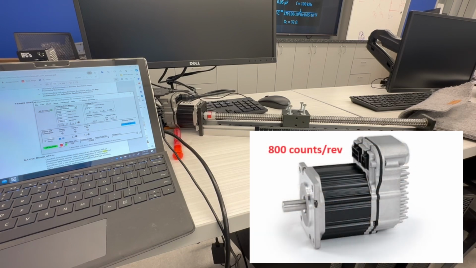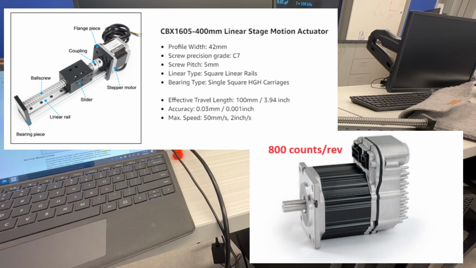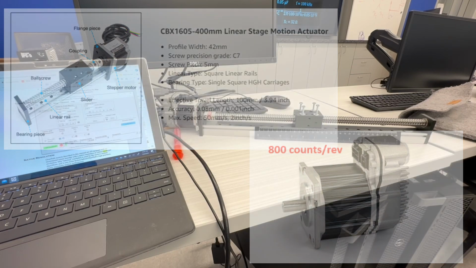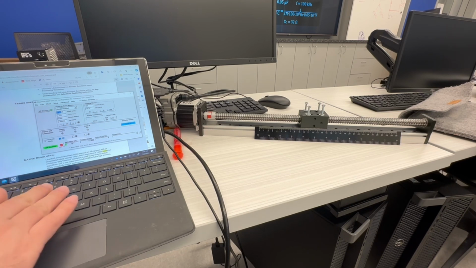In this lab, I'm using a servo motor with 800 counts per revolution and a linear stage using a ball screw with a 5mm screw pitch. For those who don't know, with the servo motor, we can track its position by memory, by the counts it has moved. With these specs, every 800 counts, the slider will move 5mm.